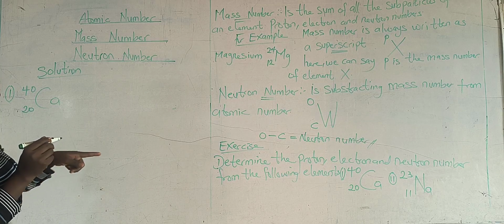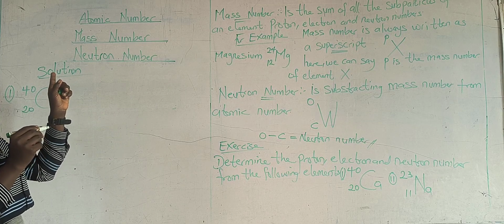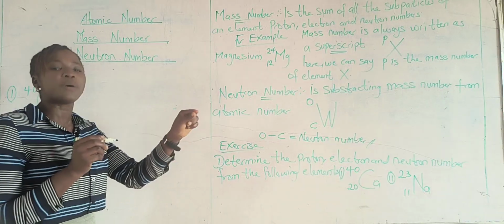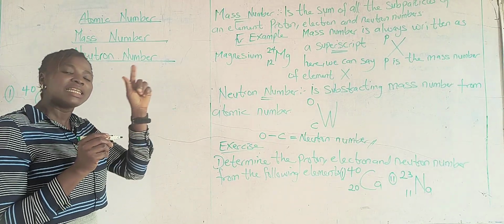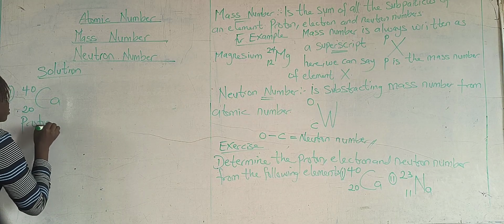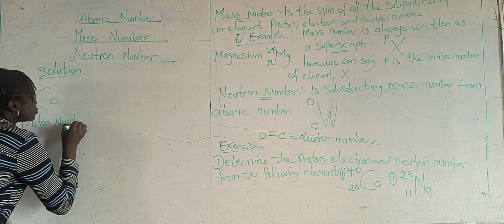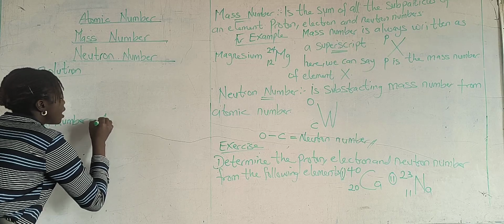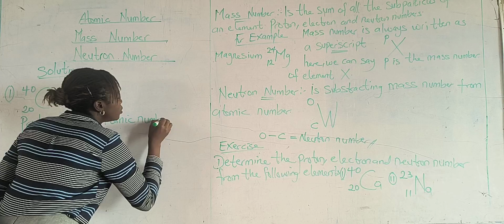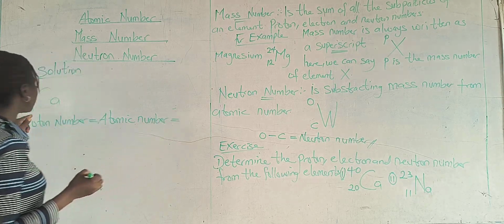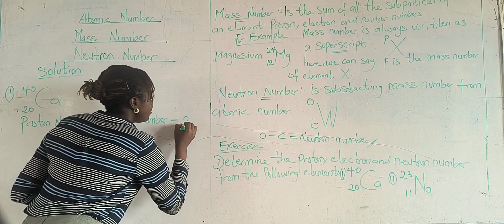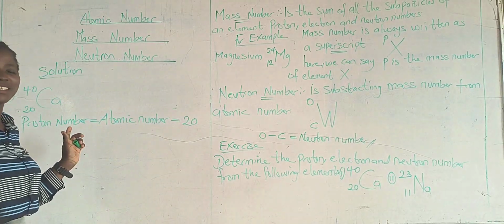So the first thing they ask us to calculate is the proton number. Don't forget, by the definition of atomic number, we said atomic number is also known as the proton number and electron number. So our proton number also equals the atomic number, which is equal to what? What's the atomic number from the question? 20. Good. That is the answer.